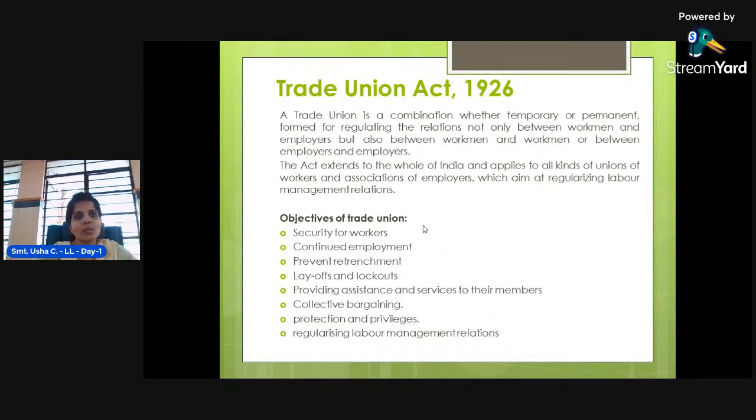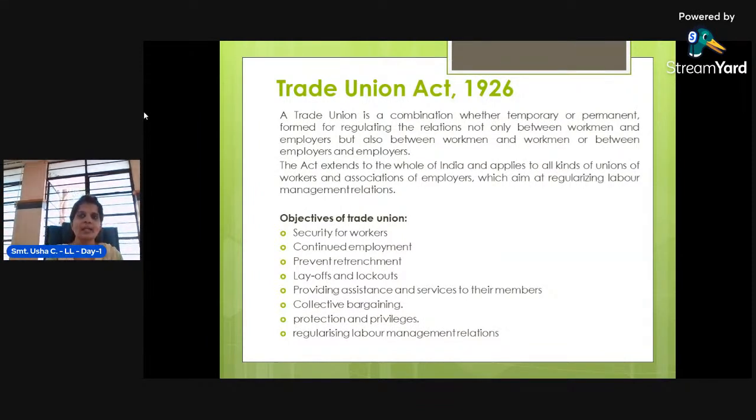What happens when there are individual workers? When there is unity, we can avail all the benefits, but when we go individually, we cannot get our benefits, even our rights. So it is very much necessary for employees to have a trade union. It is even required for the smooth running of the business, and this trade union helps in availing the benefits from the organization in a smoother manner.